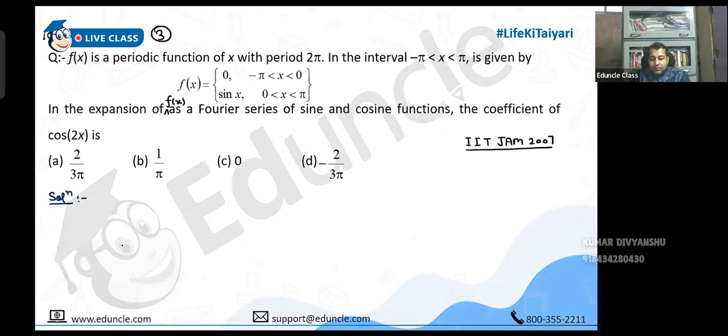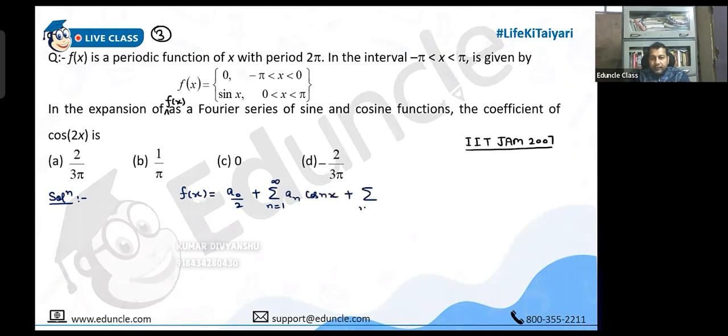No, Arun. See, you need to find the coefficient of cos 2x. And yes, Sharif, very good. If you remember the Fourier series of the function, then you will see that we write this series in this format. So the coefficient of cos 2x will be a2.